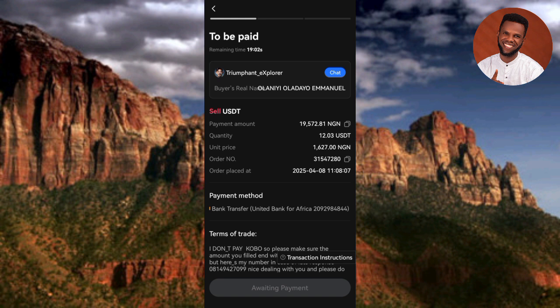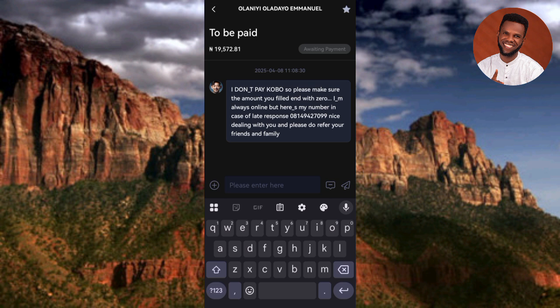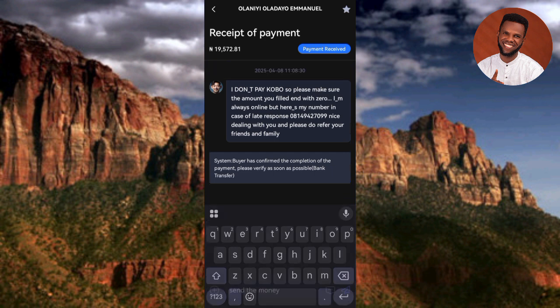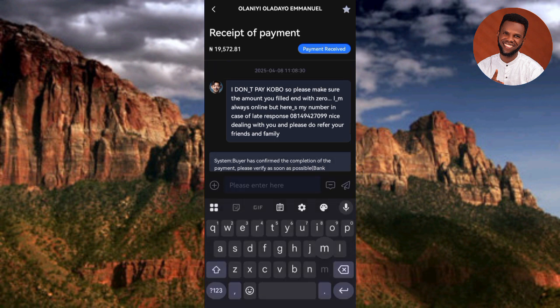And also, in case you want to chat with the buyer, you can tap on where you can see chat. You can see it right there at the top. You have to tap on chat. So let me tap on chat. So you can actually chat with the person. Maybe you can type in please send the money. Then you tap on send. You can type something like make payment.